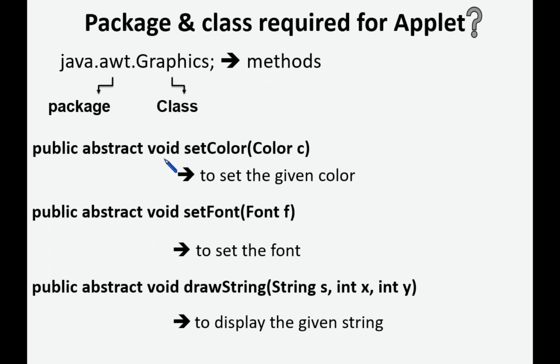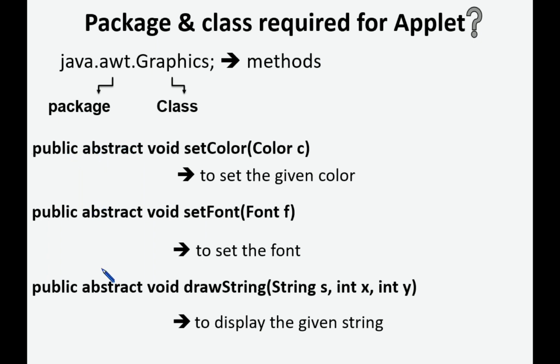So see these methods. So here setColor is a method to set the given color so that we can display the messages and draw various shapes in the specified color. So note it down, for all the methods the access specifier is public, which indicates its visibility, so which can be accessed anywhere.